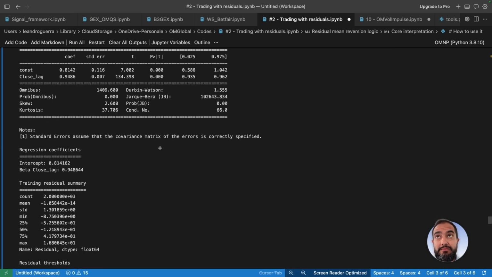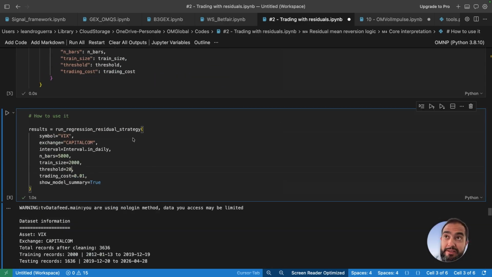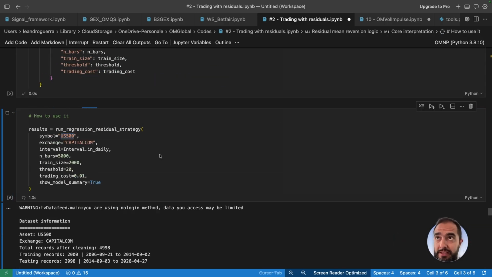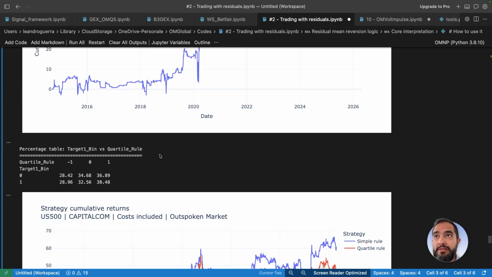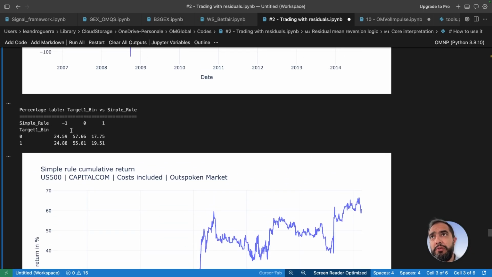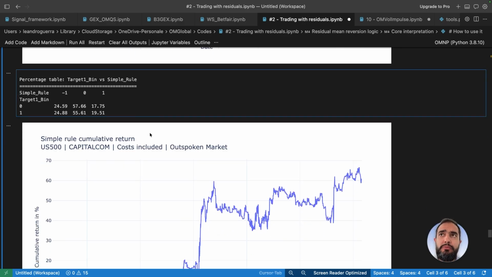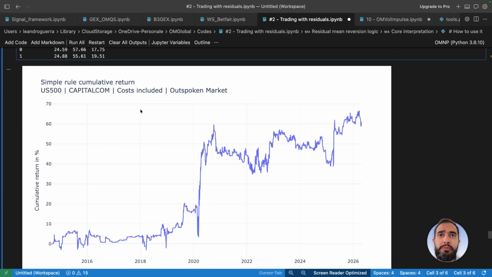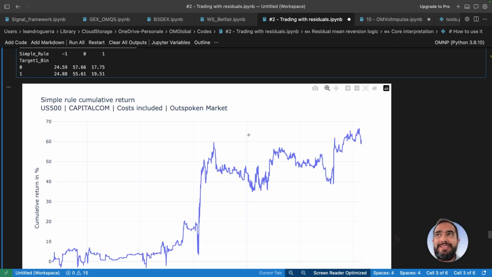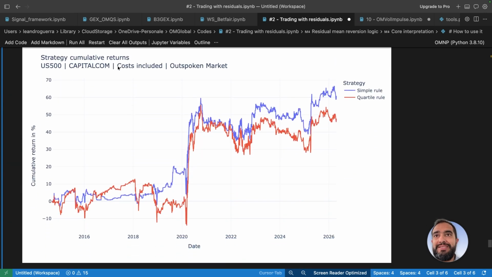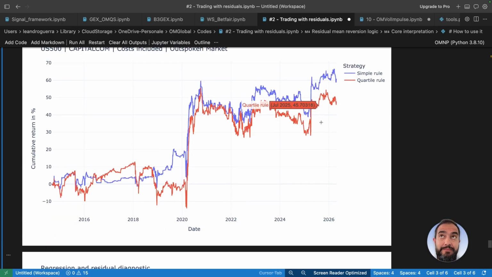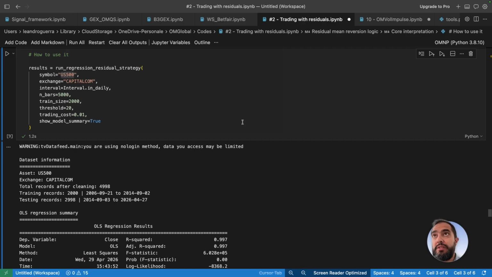This comparison, by the way, may not be the fairest one, because if I go back to the US 500, you will see that in the quartile rule, I was out 35% of the time, one third of the time, while in the simple rule, I was out more than half of the time. So a fair comparison would be what is the cumulative return in comparison to the amount of time that I stayed in the market. So eventually the metric might be slightly different, right? Of course, depending on the asset.